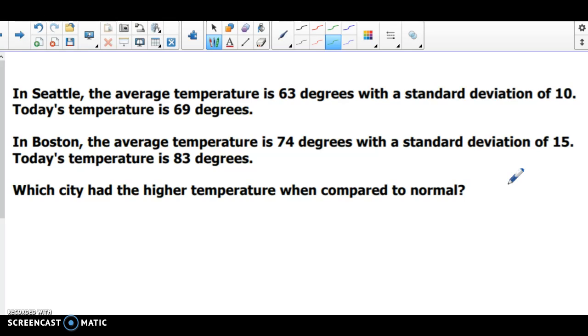This one's a little harder because you're comparing two things. Seattle's average temperature is 63 degrees with a standard deviation of 10. Today's temperature is 69 degrees. In Boston, the average temperature is 74 degrees with a standard deviation of 15. Today's temperature is 83. Which city has a higher temperature when compared to the normal? Okay, so I'm going to pause it on this one, and when we come back, I'll add the last 2 or 3 questions, and then you'll be done with it.